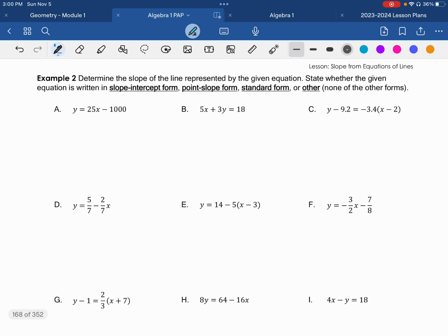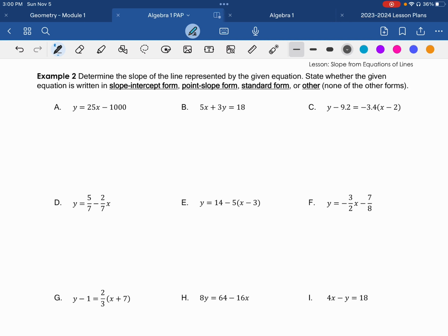All right, let's go ahead and look at example 2. Determine the slope of the line represented by the given situation. State whether the given equation is written in slope-intercept form, point slope form, standard form, or other, none of the other forms. So we need to give the slope and say what form it is in. Let's take a look at A.